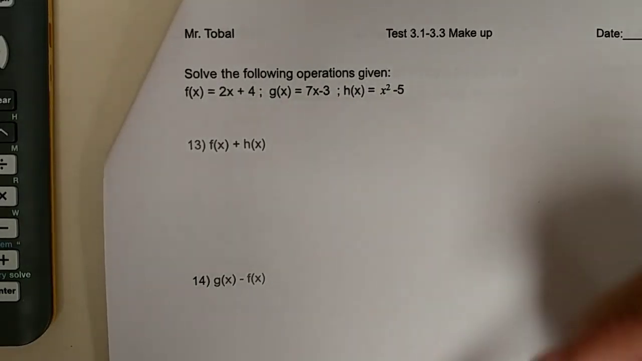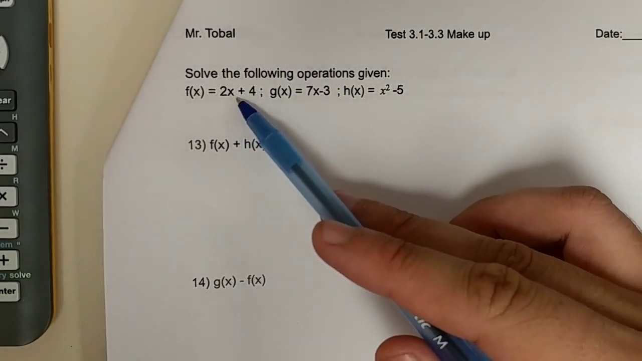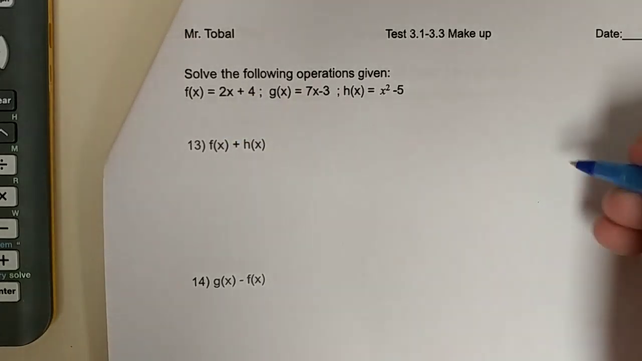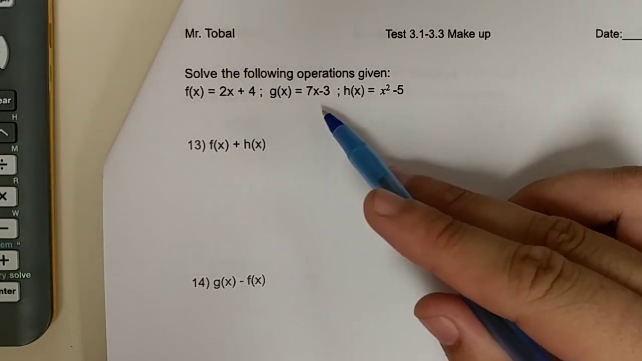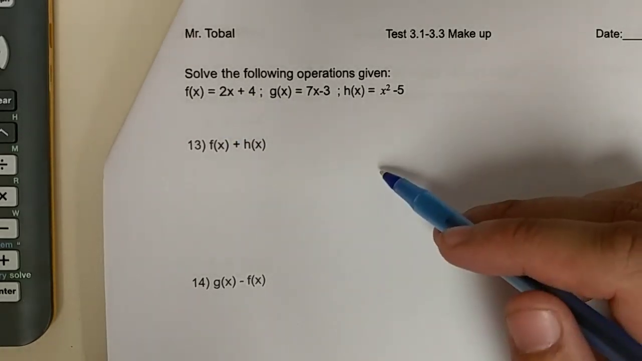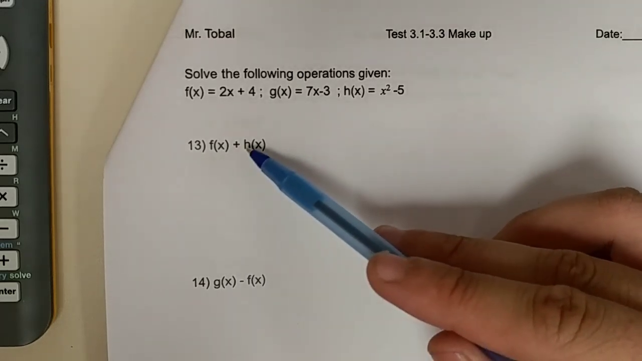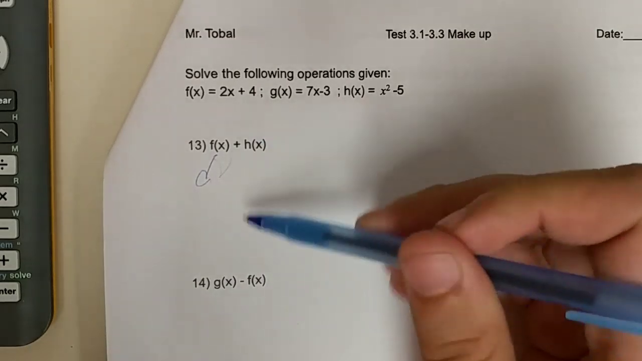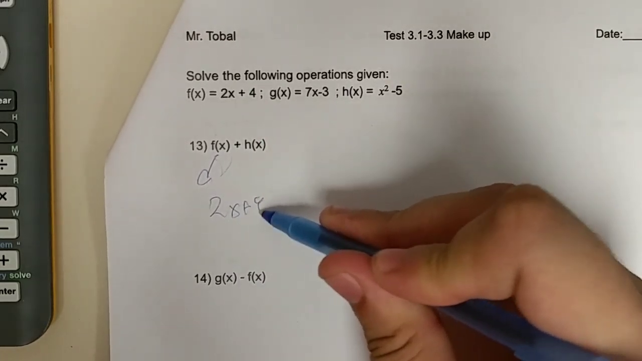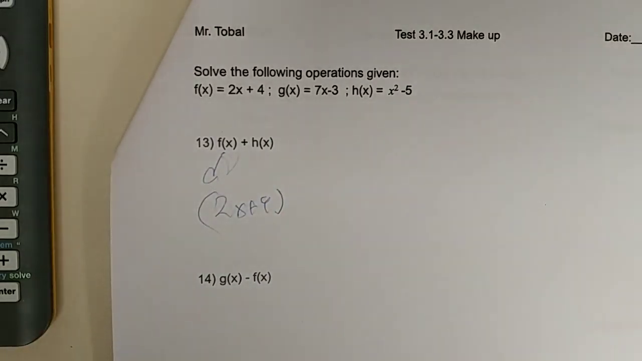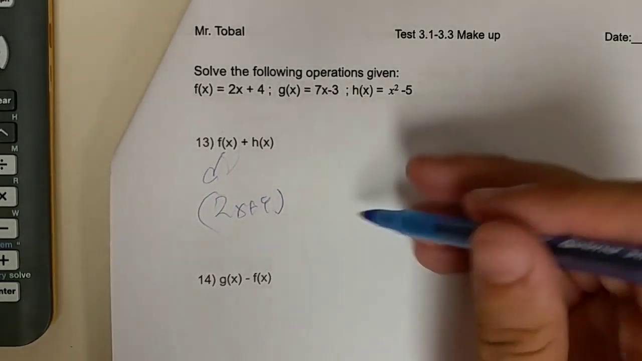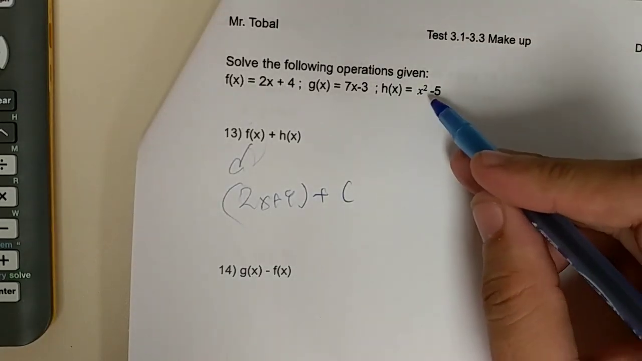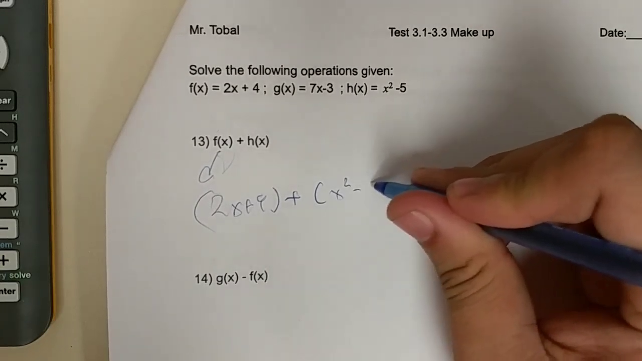Okay, going on to the next one. So I need this, which is 2x plus 4 equals f of x. 7x minus 3 is g of x, and x squared minus 5 is h of x. So f of x plus h of x. So I'm going to replace f of x with what's up there, 2x plus 4, and I'll put in parentheses just to make it clear. Plus, over here I have h of x, which is x squared minus 5.